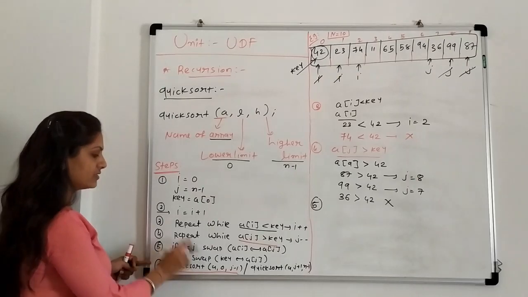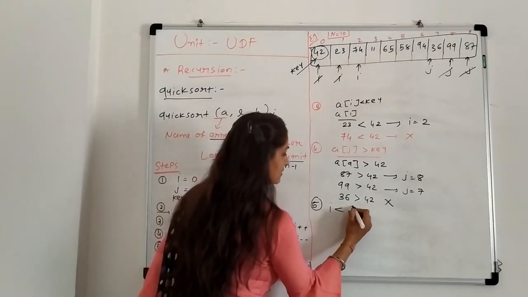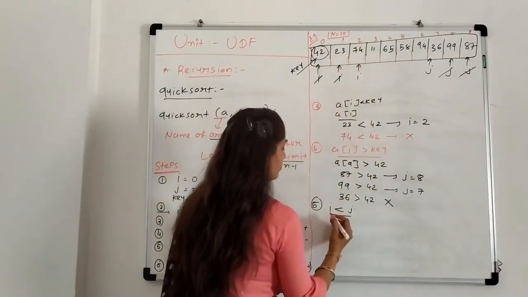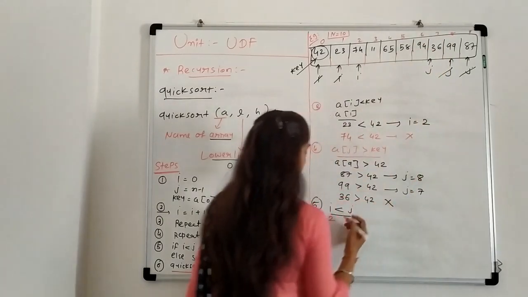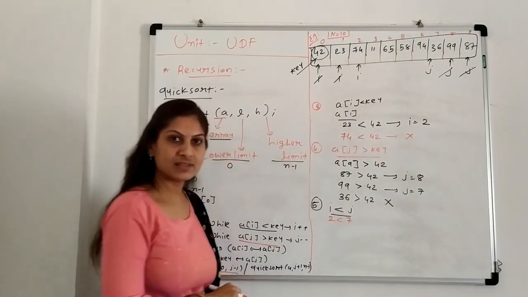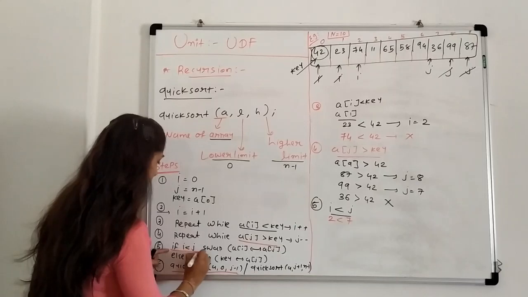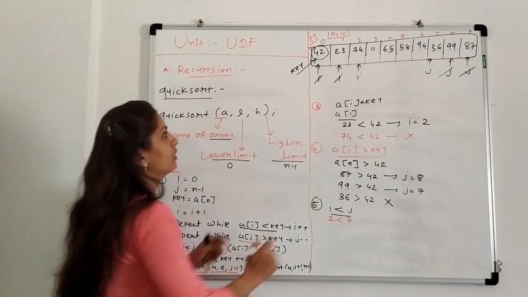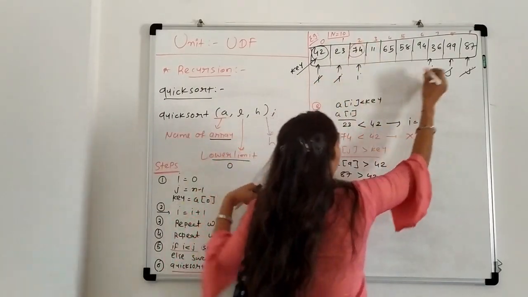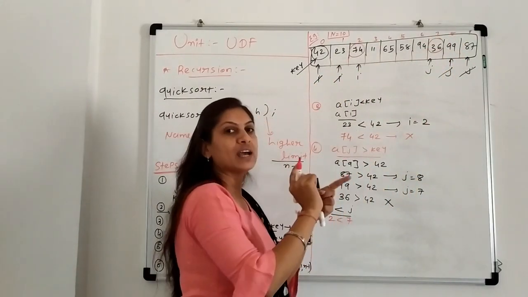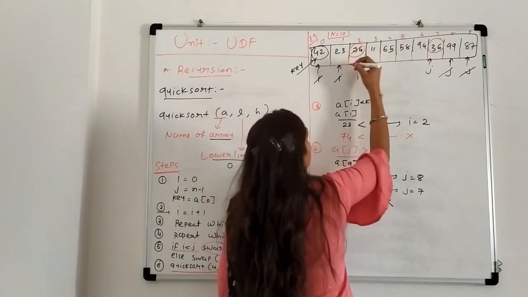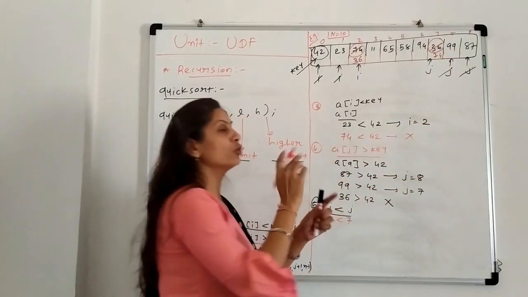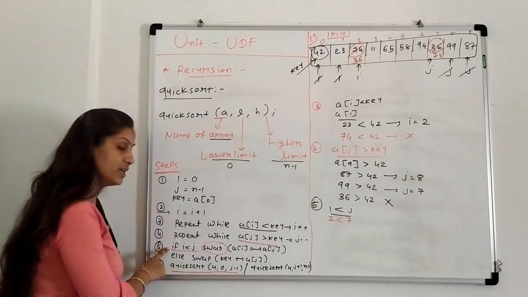Step 5: if i is less than j. Which position is i on? i is on the 2nd position and j is on the 7th position. So 2 is less than 7, the condition is true. Then swap a of i with a of j. Both are swapped, so here 36 and here 74 are interchanged, because this condition is true.